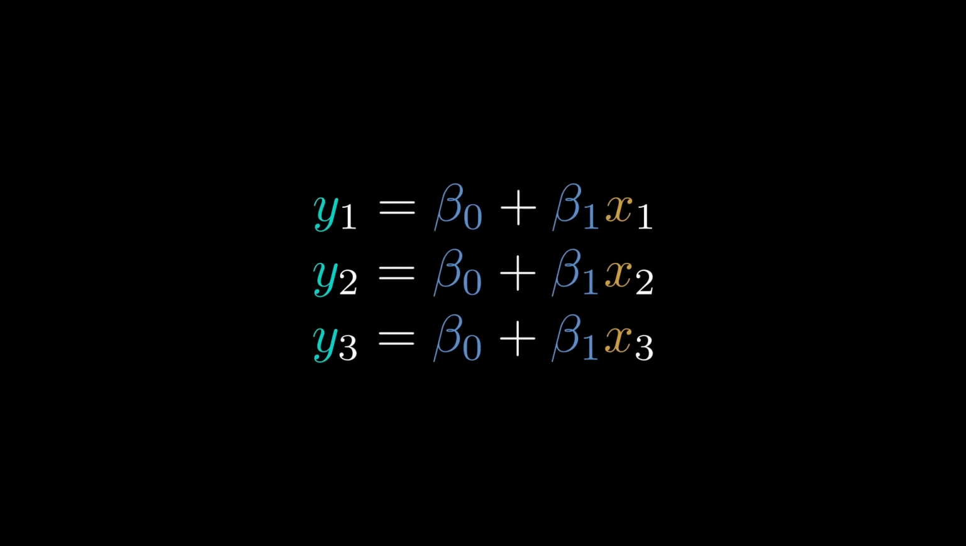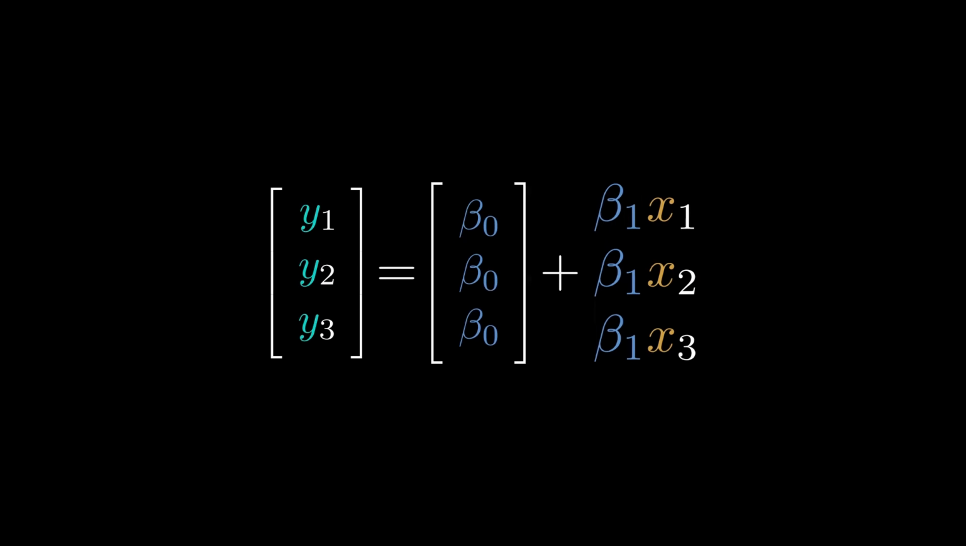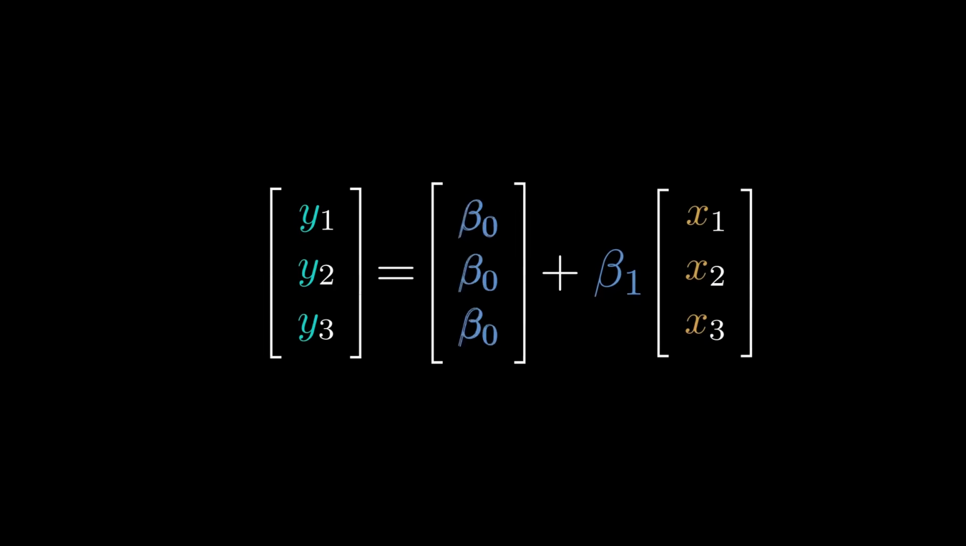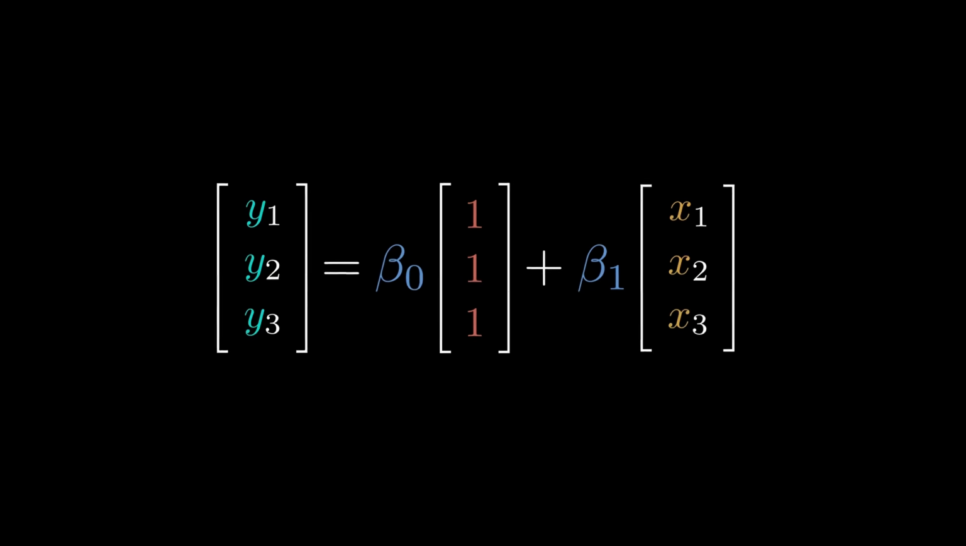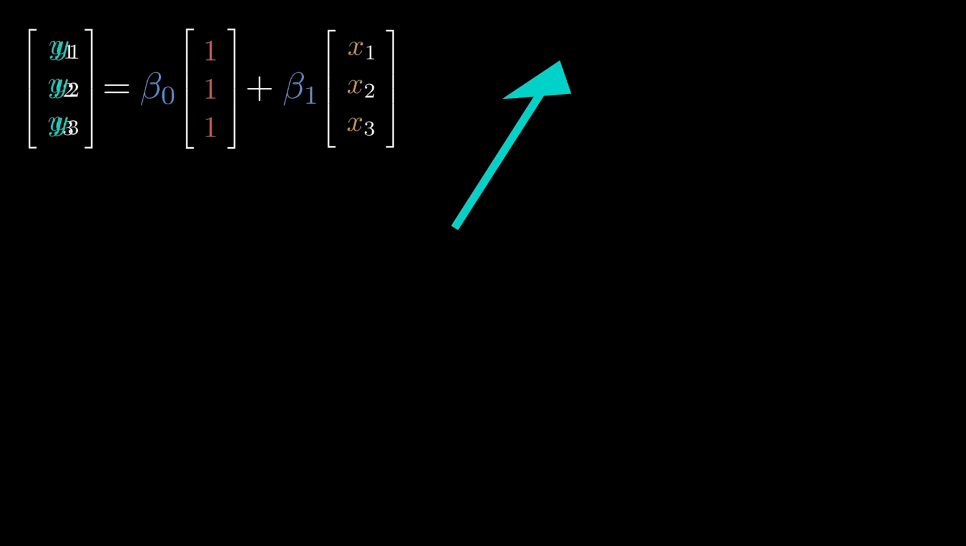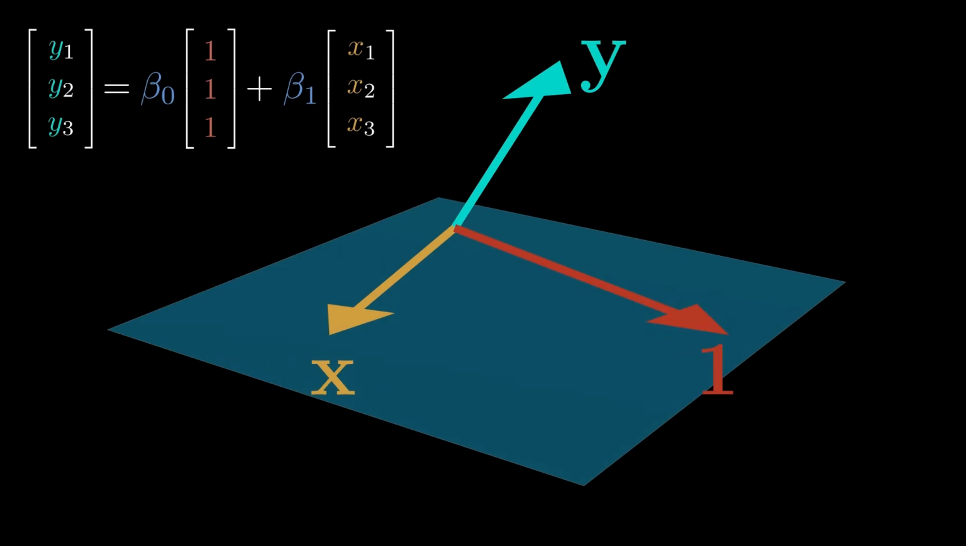Let's collect these equations into vectors. And then represent these as arrows in 3D. We'll have one vector for y, and a vector for x, and a vector of 1s. This may be a little bit different from how you're used to representing the data, but it's a perfectly good alternative picture. Next, let's consider the plane that is spanned by our x vector and the vector of 1s.